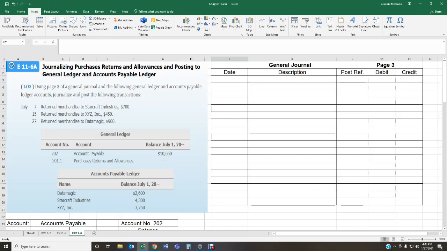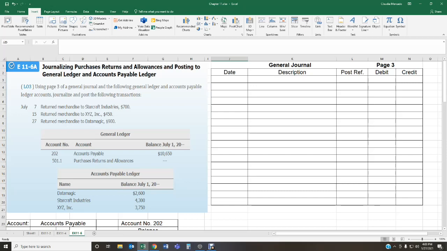So exercise 11-6 deals with journalizing purchases, returns, and allowances and posting to the general ledger and accounts payable ledger. Okay, it says using page 3 of a general journal and the following general ledger and accounts payable ledgers, journalize and post the following transactions. And we've got 3 transactions that we have to post. They're also giving us the general ledger accounts that we're going to be using. We're going to have 2 accounts: accounts payable and purchases, returns, and allowances. These are the account numbers.